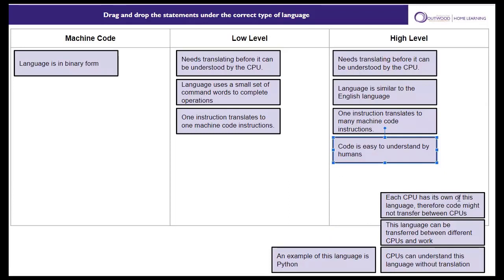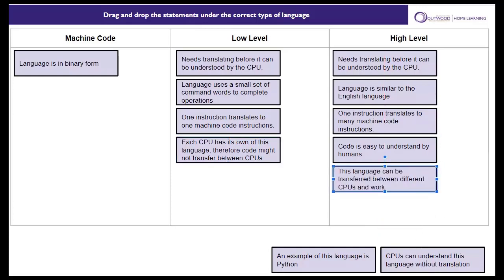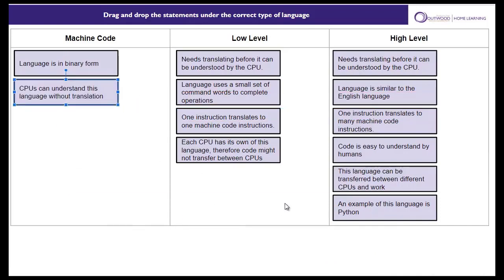We've got "each CPU has its own language, therefore code might not transfer between CPUs." Well, that applies to low level. So these small sets of command words could be different for different types of CPU. And then we've got "this language can be transferred between different CPUs and work." Well, that is high level. So you can move high level language around. We've got "an example of this language is Python," which again is high level. And then finally we've got "CPUs can understand this language without translation." Well, machine code is in binary form, and we know computers can understand binary, therefore it does not need translating.